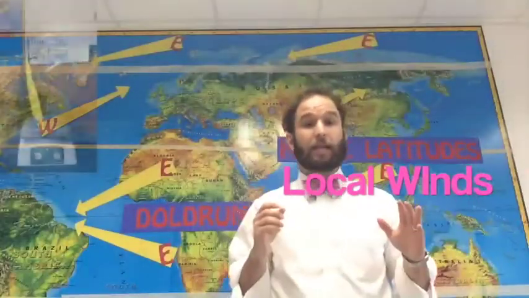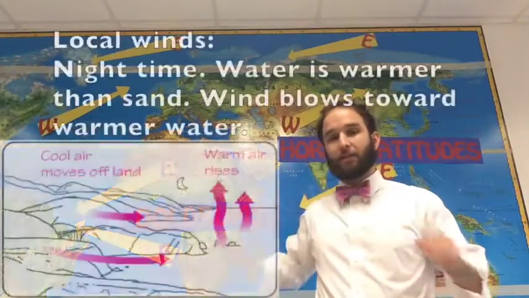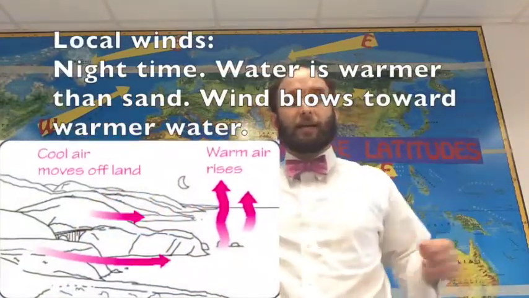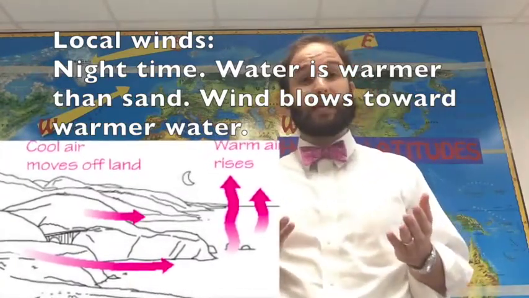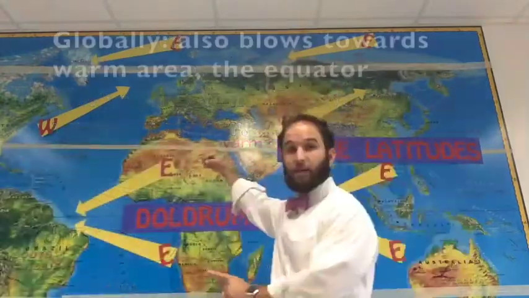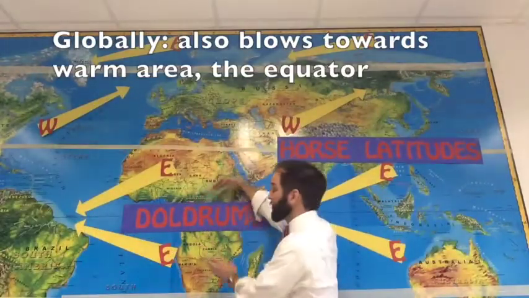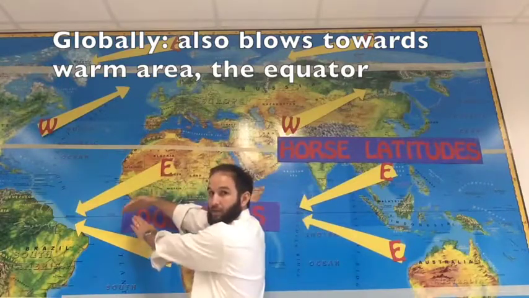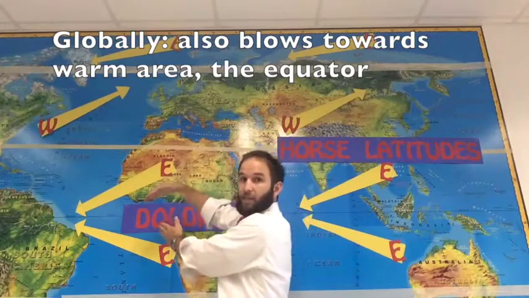Now, if you are at the beach at nighttime, you might notice that the wind blows towards your back. It blows towards the water because the water is warmer in the nighttime, so it blows towards warm. Globally, it follows the same trend. It's blowing towards the warmer equator. So these arrows are going towards the equator, and these arrows at the poles are going towards the equator.